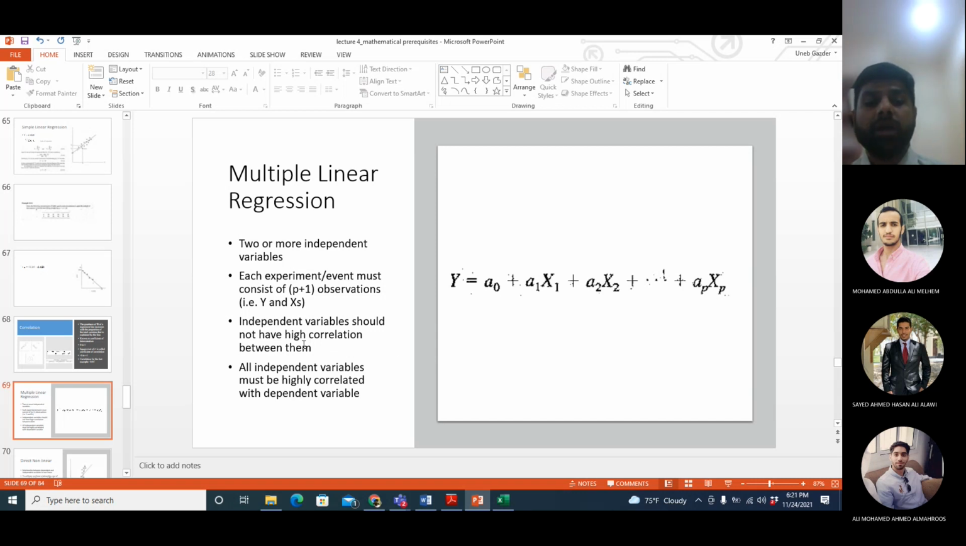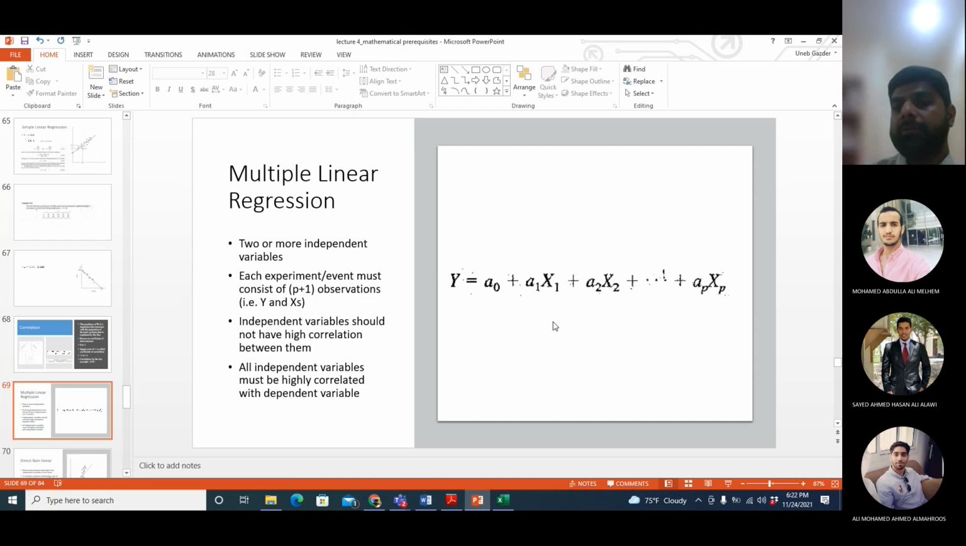Other conditions are independent variables. X values should not have a high correlation between themselves. So x1 should not be highly correlated with x2, and x2 should not be highly correlated with other x's and so on. And all x values individually should have high correlation with y. So x1 should have high correlation with y, x2 should have high correlation with y, and so on and so forth. So in multiple linear regression, to develop the model, these are the conditions you should meet.